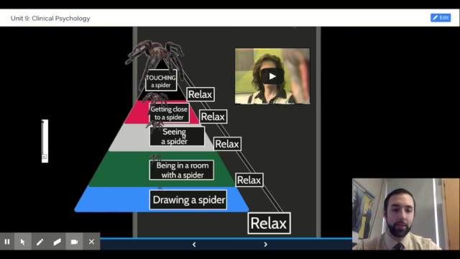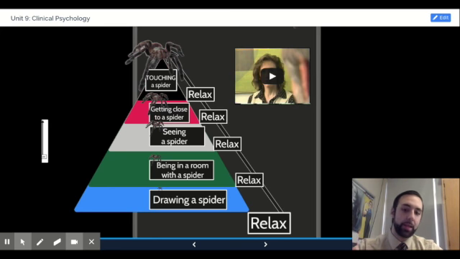It would shoot their anxiety through the roof. But because they're doing these relaxations at every increment, they're starting at a nice equilibrium point. So they're going from relaxed, ultimately to touching or holding a spider. And this is by far the most effective and most common way of treating phobias.